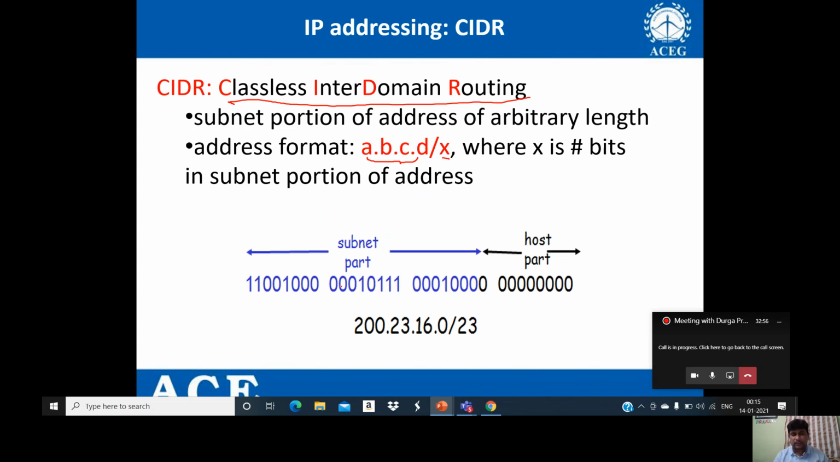For instance, in this example, the length of the subnet ID is 23, which is not a multiple of 8. And in this case, the total number of networks formed is 2 power 23, and each network will have 2 power 32 minus 23, that is 2 power 9 IPs. The only difference is, instead of calling it network ID and host ID, we call it subnet part and host part. And the drawbacks which we have in classful addressing can be overcome using classless interdomain routing.